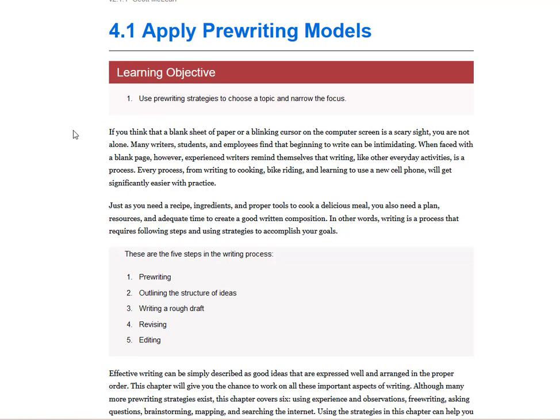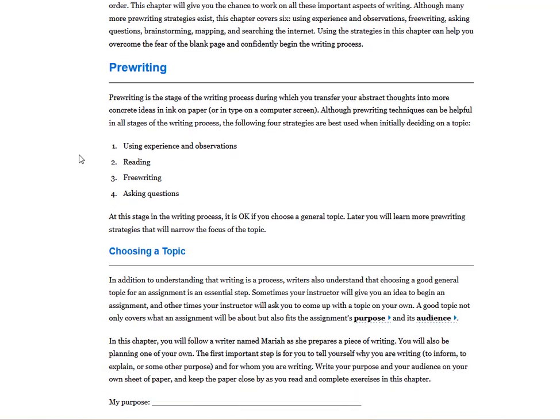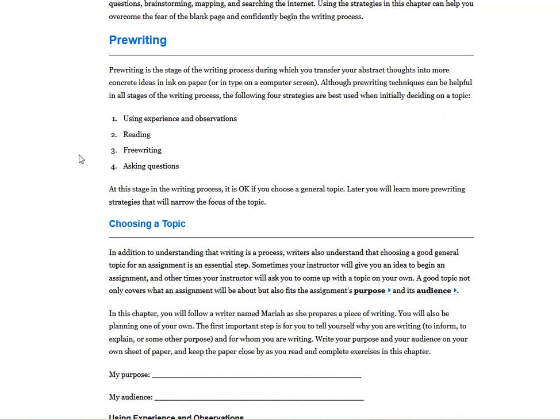And it's in this stage that you don't think about grammar, and you just try to figure out what it is you want to write in your paragraph. And so pre-writing is the stage of the writing process during which you transfer your abstract thoughts into more concrete ideas in ink on paper.